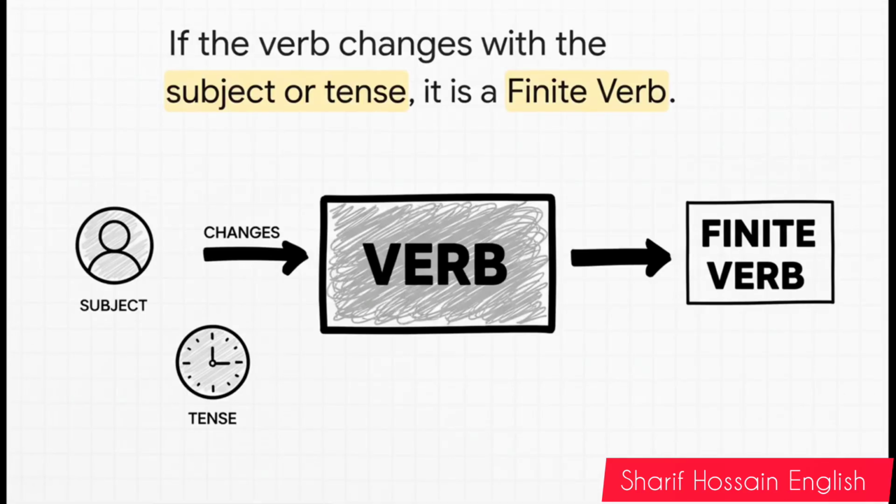So, to wrap it all up, it's really this simple. If you see a verb that changes its form because the subject changed or because the tense changed, boom, that's a finite verb. Think of it as the rule follower in the world of grammar. It does what it's told by the subject and the tense.